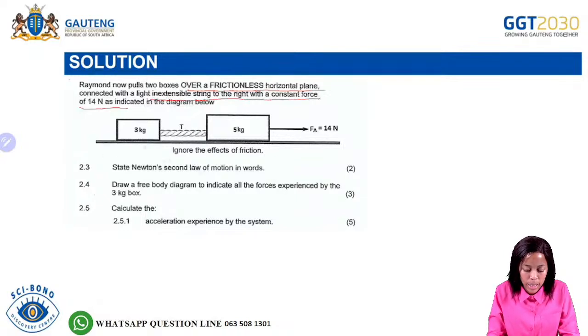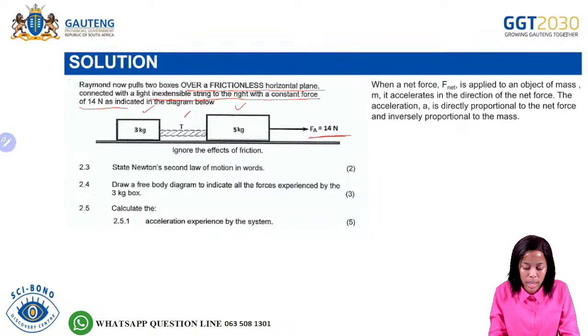Okay, and then as we can see in the diagram, there is a 3 kilogram block and a 5 kilogram block, and in between the 3 and the 5 kilogram block, we are given what? We are given tension, and then to the right hand side we have an applied force of 14 Newton. So the first one there is our 2.3.